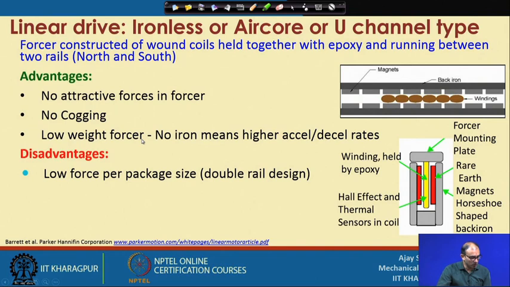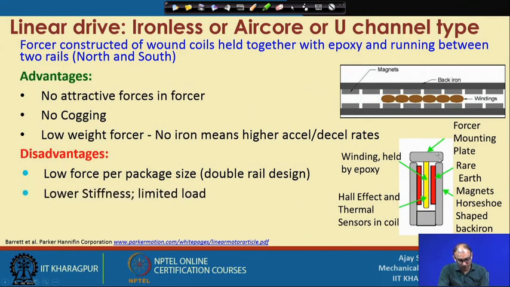What are the disadvantages? The low force per package size, because it has a double rail design here, and whatever the system you are using, it is very heavy. So, if you consider the package size, you will not get the same amount of force here. Force is very less, but if you want very highly precise motion, or where you are not getting a force in a few micro-newtons, then this is the better choice compared to the other two motors.